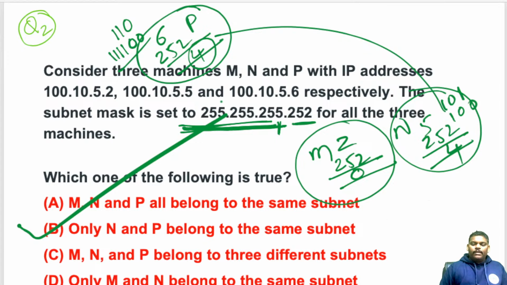The last 2 bits matter. Please see in every number the last 2 bits. N and P belong to the same subnet. Yeah, question number 2 is also done. Can you go to question number 3?